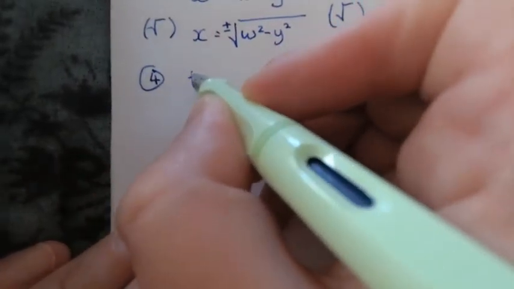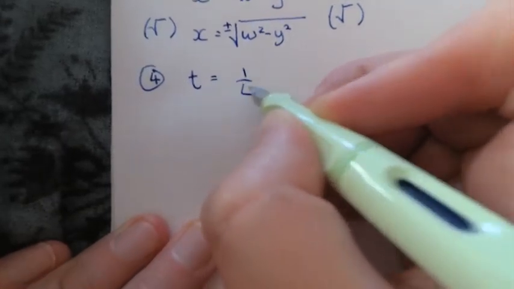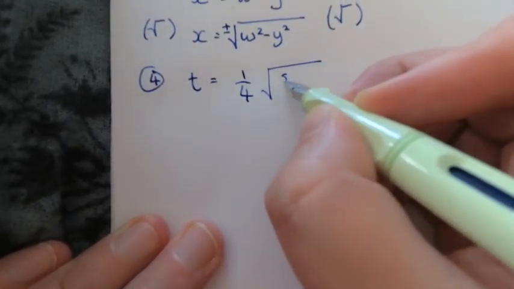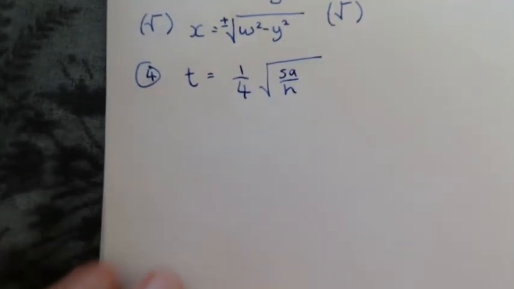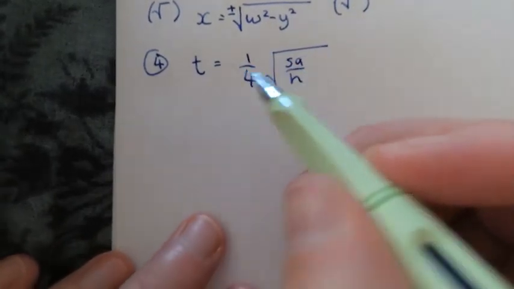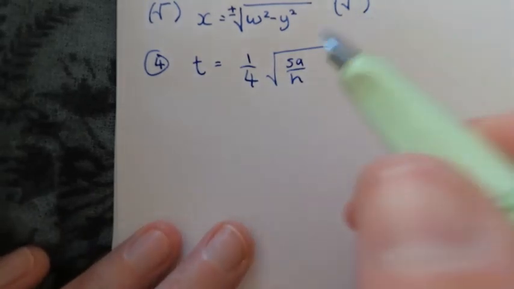A few more parts in this one. I've got t equals 1/4 root 5a over h, and I want to make a the subject. Now I've got 2 ways of starting this.